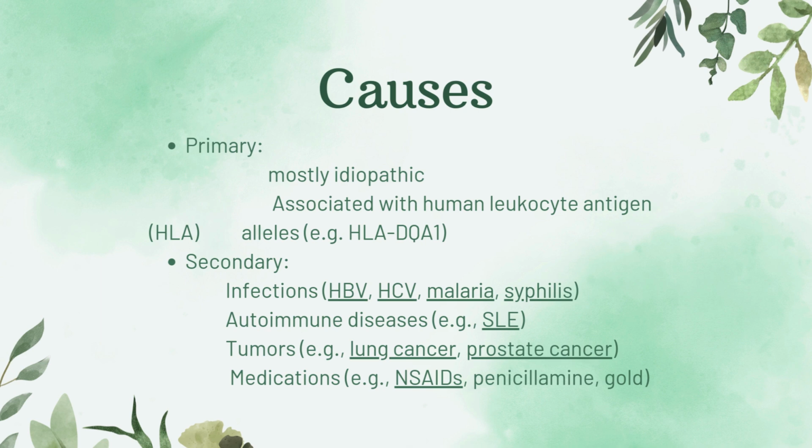Secondary membranous nephropathy occurs due to underlying conditions, including infections, such as hepatitis B, hepatitis C, malaria, and syphilis. Autoimmune diseases, most notably systemic lupus erythematosus, SLE, malignancies, like lung cancer and prostate cancer, medications, including NSAIDs, penicillamine, and gold compounds. These secondary causes are crucial to identify because treating the underlying condition can help manage the nephropathy itself.